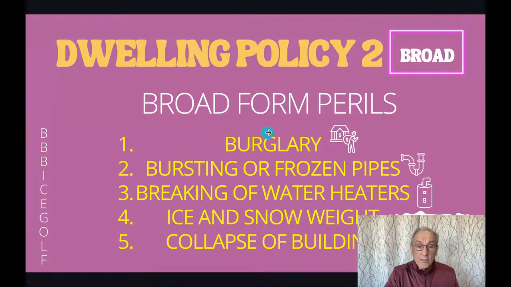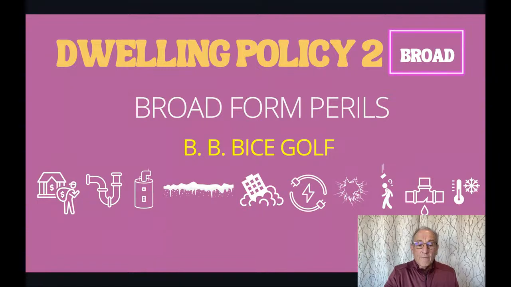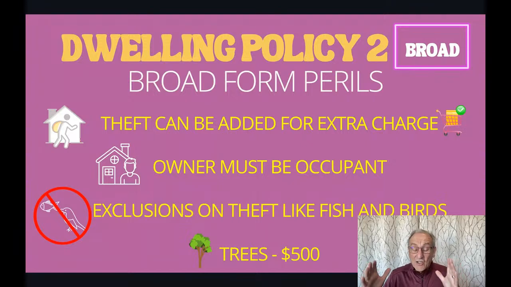Okay, let's go forward, but I'm just trying to make sense of this. DP1 and DP2 slides, I hope you took pictures of. Broad form perils are BB BICE Golf. Now, broad form perils, you can also add theft for an extra charge. But to do that, the owner must be the occupant. Let me explain this. We're not going to cover theft of your tenant's properties. Okay, that's not you. You're the owner of the building. However, if you actually live there, okay, and you get your stuff stolen, you might want to add theft.